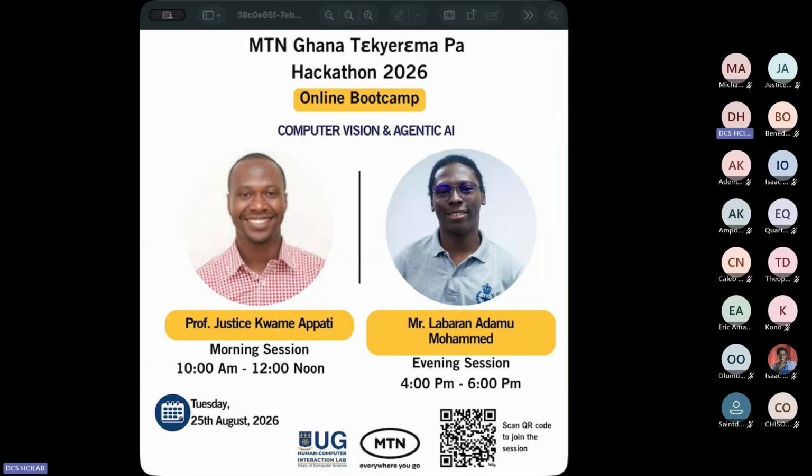So, welcome, everyone. Today is scheduled for computer vision and agentic AI. At the end of today, you should be able to decide if the solution you are designing should be utilizing computer vision and/or agentic AI.